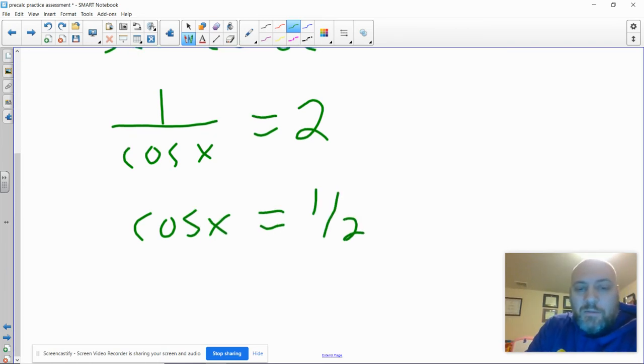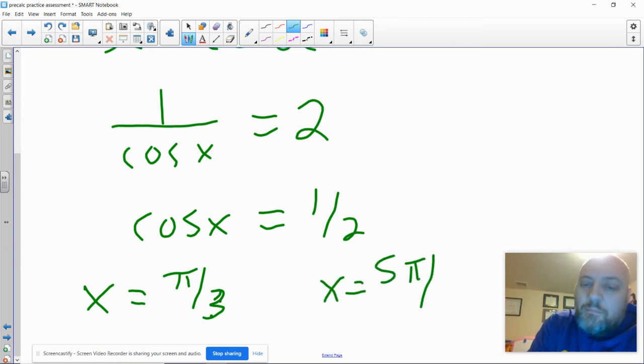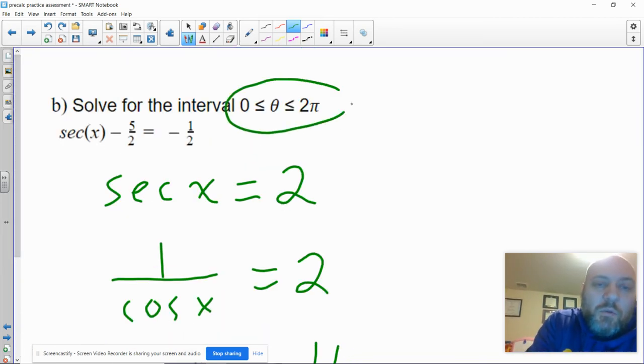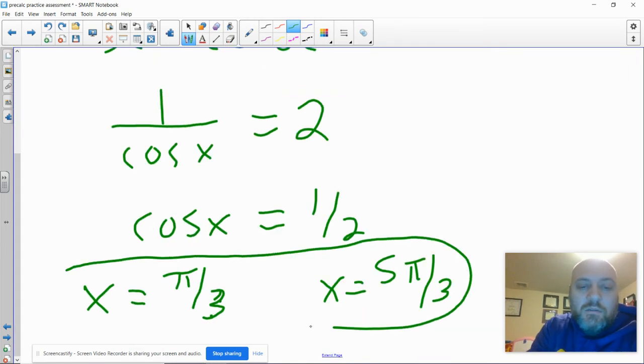So now I have got to figure out where on my unit circle is cosine 1/2. And that occurs at pi over 3. And 5 pi over 3. And then I'm just going to double check. But yep, I only want it on this interval, so I do not want plus 2 pi k, because that'll go beyond my restricted interval. So these are my solutions.